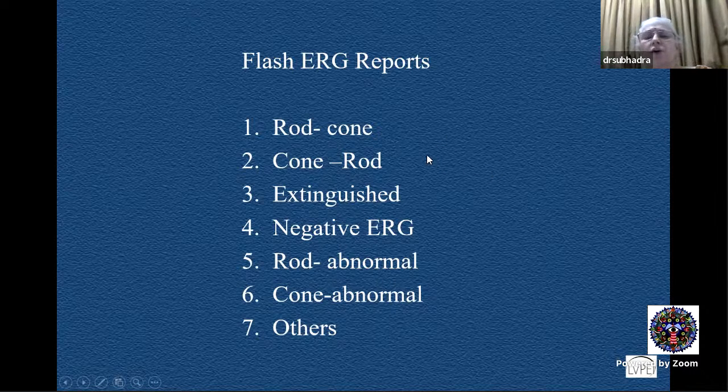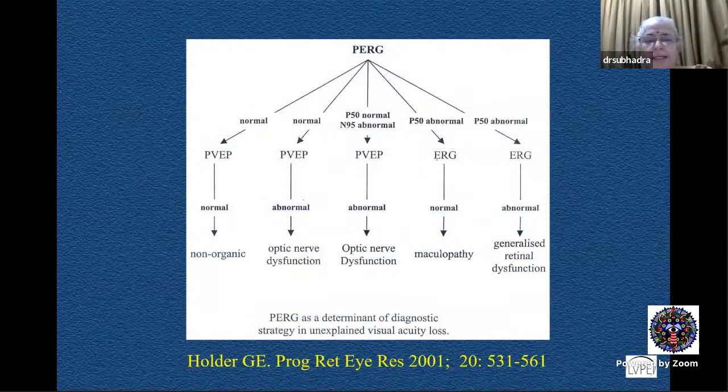It would be either rod-cone, which means rod responses are affected more than cones, or cones are affected more than rods, or you get extinguished. Extinguished means there is no response. Or you get a negative ERG, as I said, that means the photoreceptors, the outer retina, is healthy, it's the inner retina which is affected. Or you can get a purely rod abnormal, where all the cone and other responses are normal, or cone abnormal. Very rarely you have something which is mixed up. So it is very easy mathematically to derive where the lesion is and what is happening to the ERG.